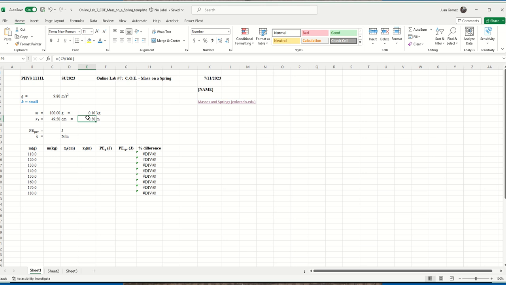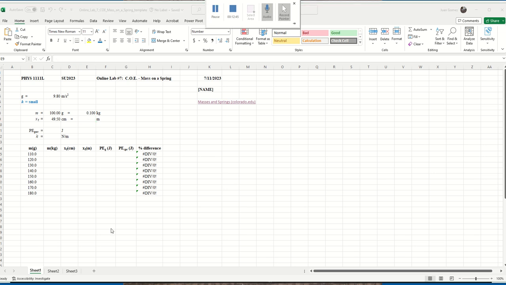Let me pause this for a second. I don't know why it rounded it to 0.5. Let me try to fix that. Okay, yeah, I fixed it. Let me go back to the simulation real quick.